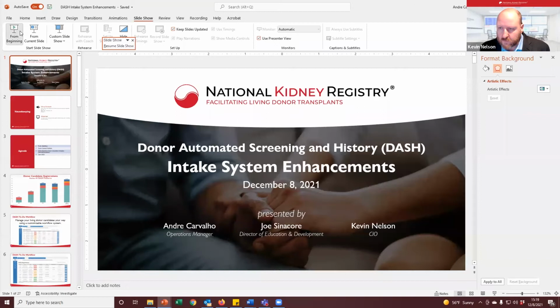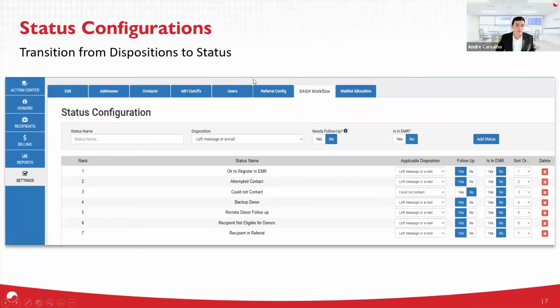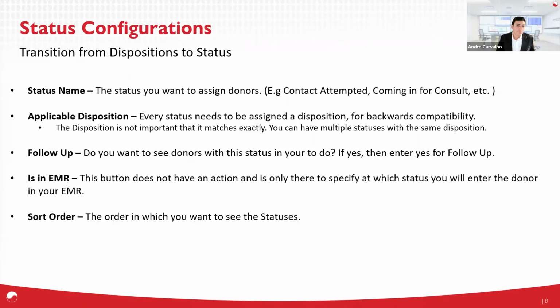All right. So back to this, we're going to be slowly transitioning from dispositions to a status. But for now, we have to use both just so that everyone is happy and it's backwards compatible and user friendly for everyone. And this is just as a follow-up if you want to review the slide deck later on, to see what each of those columns mean.